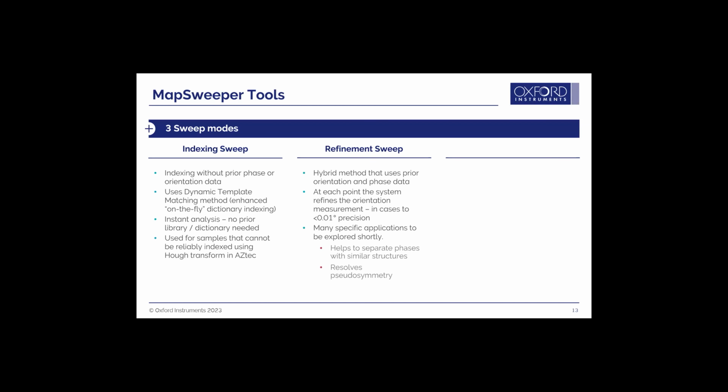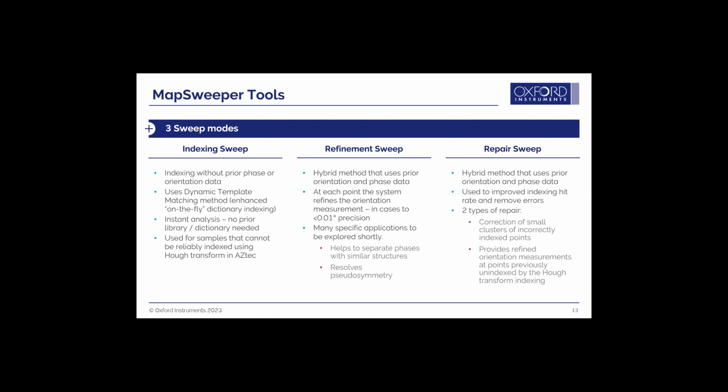The other 2 are the ones that I see some people using more often. It's really practical for a lot of samples. The first one's a refinement sweep that's going to use the Hough indexing as a starting point and try to see if it can get a better match to the pattern than what was originally solved via Hough indexing. This is something that'll help us solve pseudosymmetries, similar crystal data, and I'll get into that shortly.